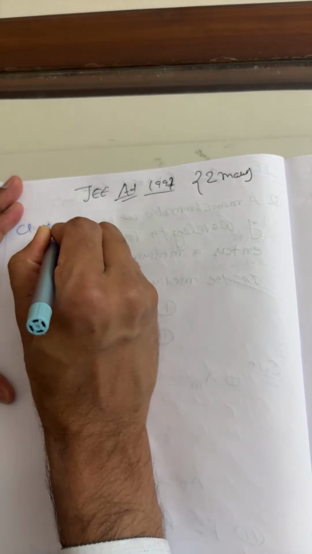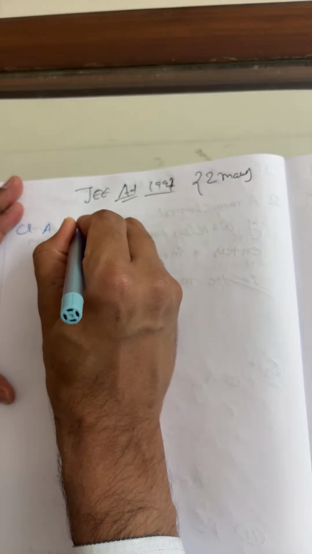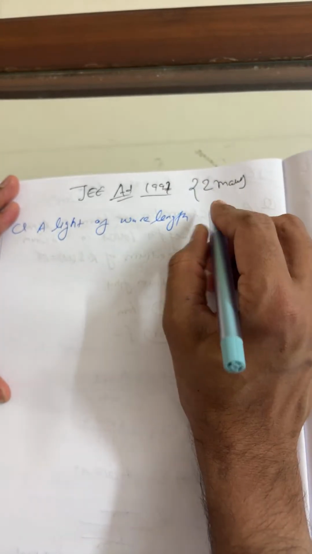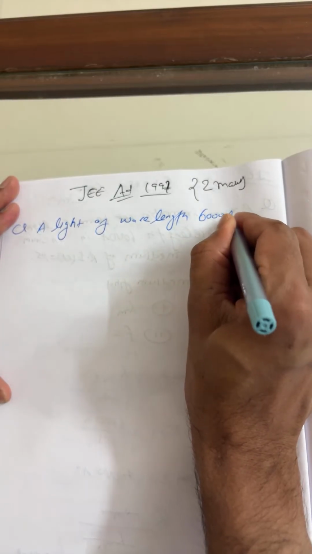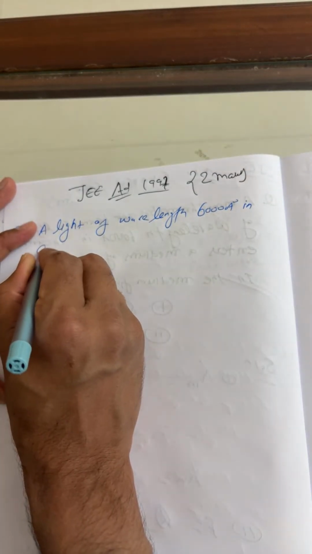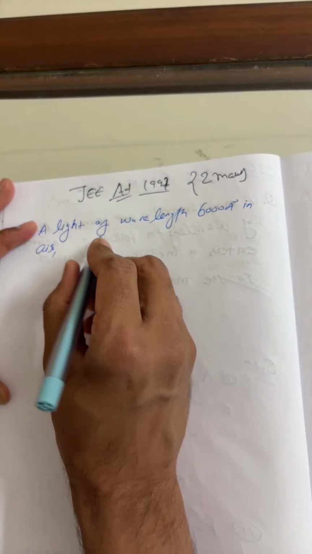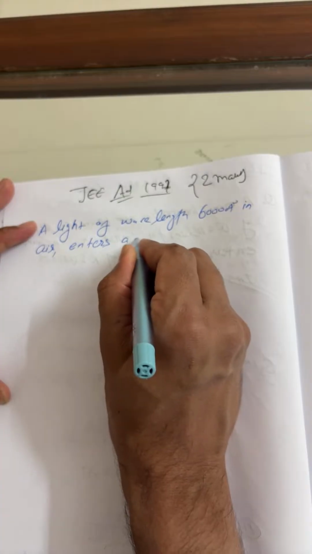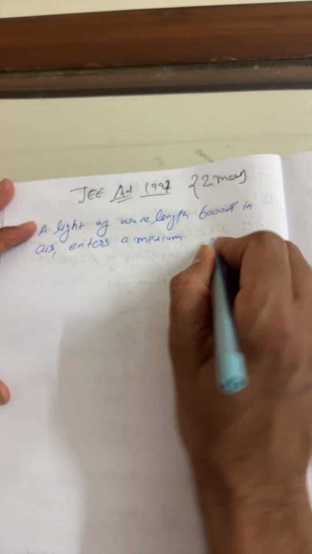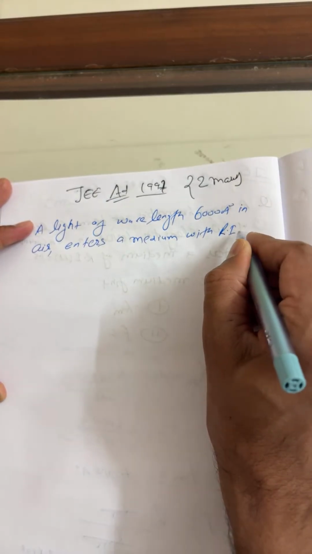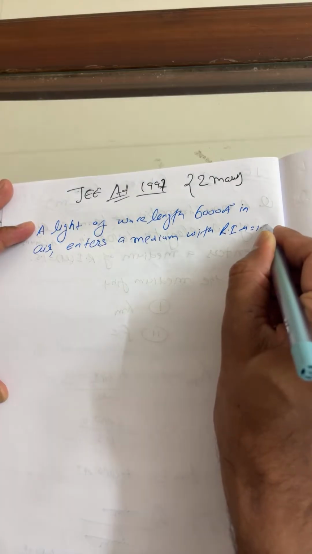Light of wavelength 6,000 angstrom in air enters a medium with a refractive index mu equals 1.5.